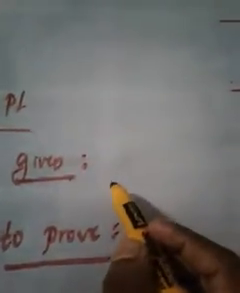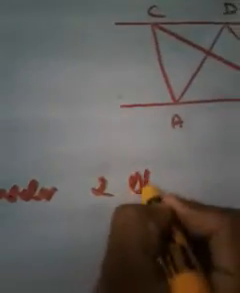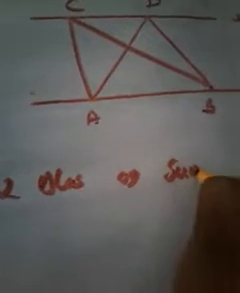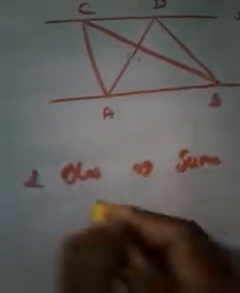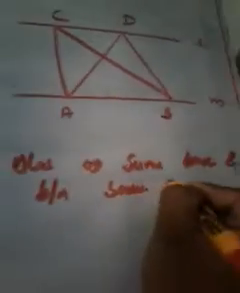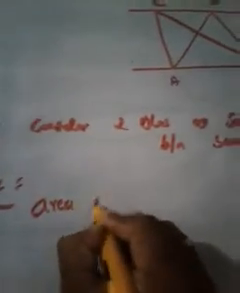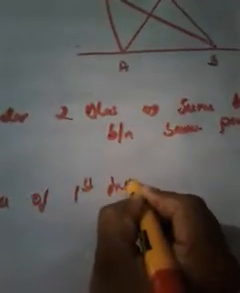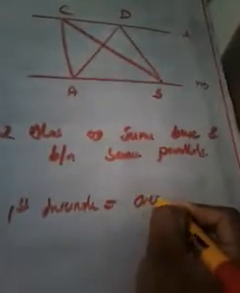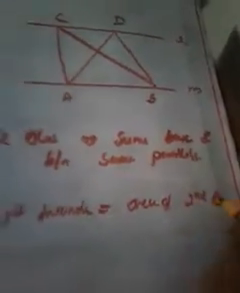So what is the given condition here? The given condition is: consider two triangles on the same base and between the same parallels. That is the given condition. What we have to show? If you consider two triangles in this way, then what we have to show is that the area of the first triangle is equal to the area of the second triangle. This is the thing we have to show.